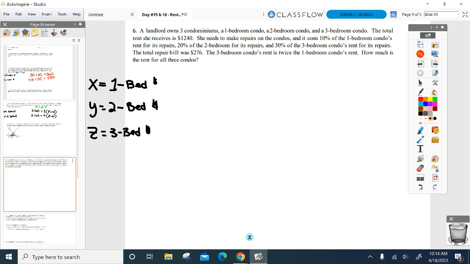All right, here we go. What are the 3 equations? Right off the bat, first one, total rent, $1,240. X, Y, and Z are the rents too. Total rent, $1,240. So rent X plus Y plus Z, all that rent totals up to $1,240.